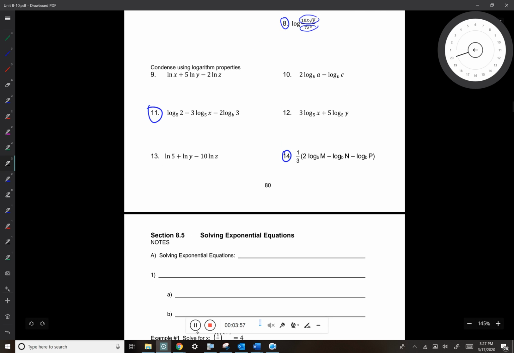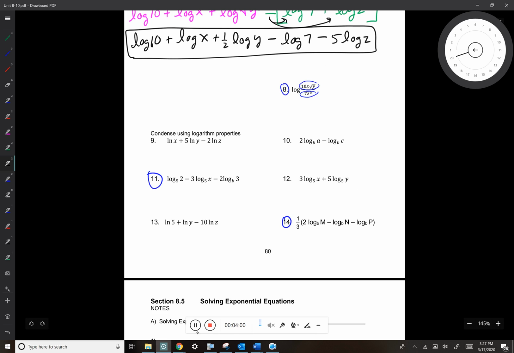Okay, then let's look at number 11. This time we're trying to condense. So let me get rid of this, so we have a little bit of space here. Okay, so I'm going to start combining logarithms. How about I start with the first two right here? Well, because of the subtraction, I know I'm going to turn it into a fraction, but I can't do that until I move that 3 up. So how about I do that first? I'll move that 3 up, and I'll go ahead and move that 2 up.